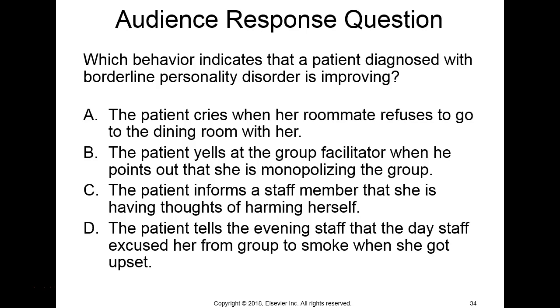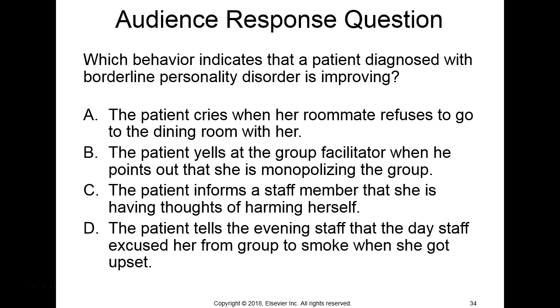I'm hoping that you picked C, because if they're improving, that means that they are able to talk about feelings of self-harm before acting on it. That would be a huge goal for somebody, and that would definitely indicate that they're improving because they're not going to be as impulsive. They're going to actually seek out somebody first before engaging in self-harm. So that would be a huge improvement.